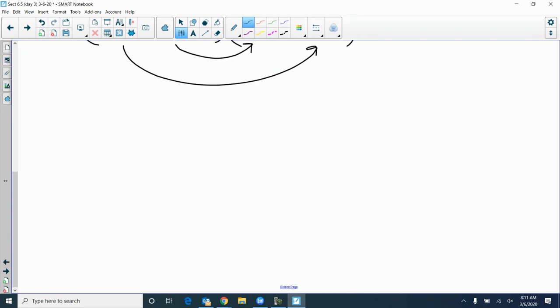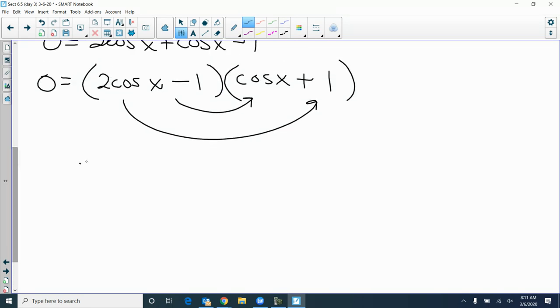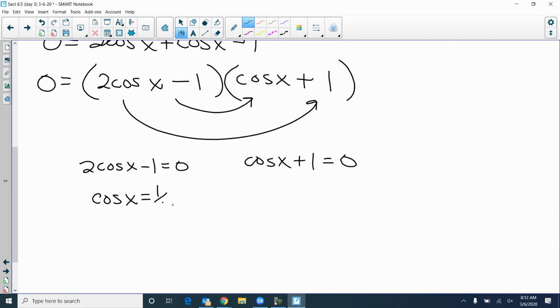So 2 cosine of x minus 1 equals 0. Cosine of x plus 1 equals 0. What do I get here? Cosine of x equals positive 1/2. Cosine of x equals negative 1.